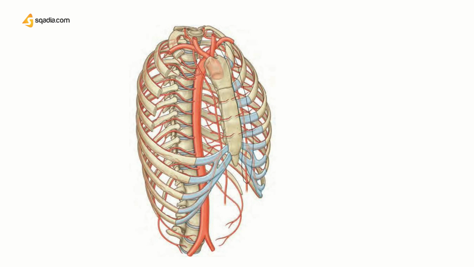So I'll erase that for you now. This is where the internal thoracic artery arises. So this is on the left side, and the same thing on the right side here.